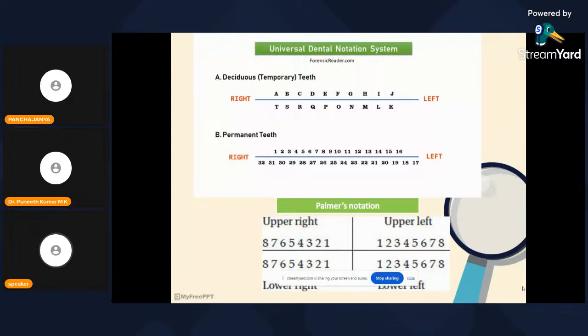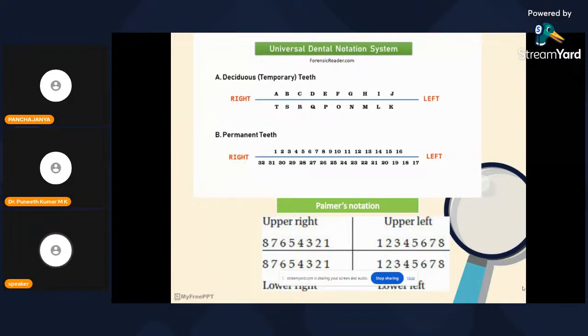It is used in America, where there is a separate formula for charting. In the temporary teeth, alphabets A to T are used. They run continuously from the right, starting A, B, C, D in the upper jaw, continuing towards the left, then the left lower jaw, and ending at the right lower jaw. The continuation should be proper while doing the charting. That is A, B, C, D, J, K, then T. This is the proper order and direction of charting the teeth in the Universal dental notation system.